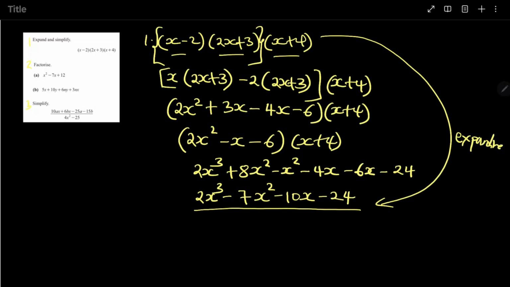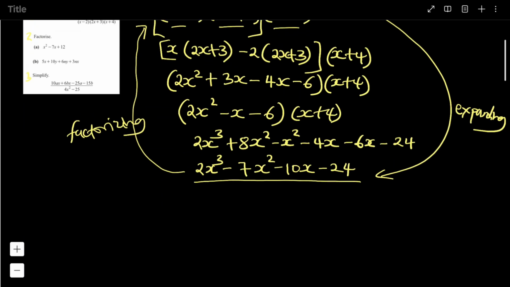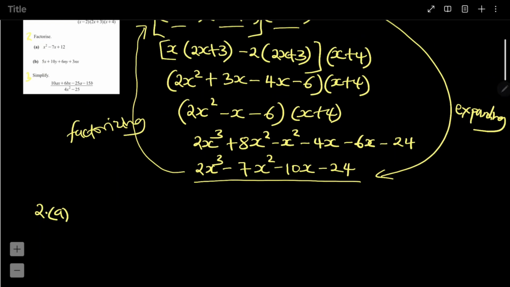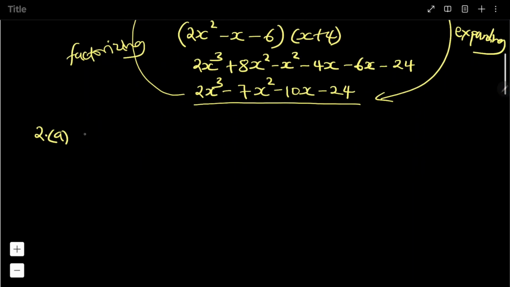So this is expanding. But also from here backwards, that is factorizing. Okay, and that's what the second number asks us to do. It wants us to factorize. So let's look at what number 2, part A wants. It is x squared minus 7x plus 12. Let's see how we are going to factorize this one back to form our 2 brackets.